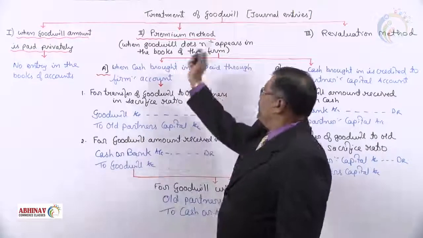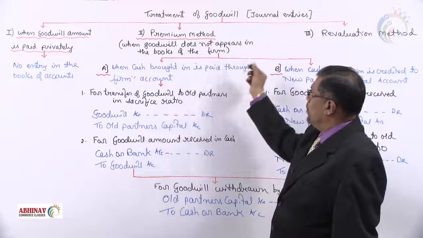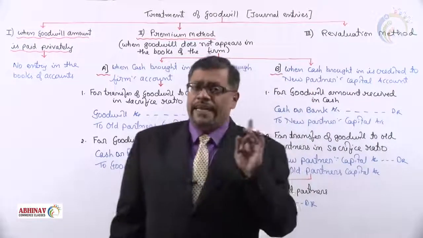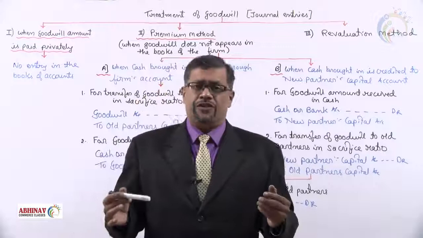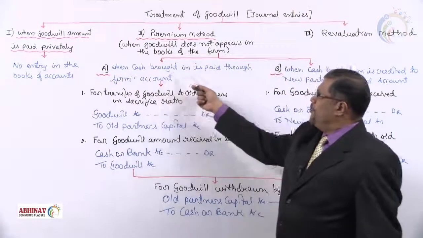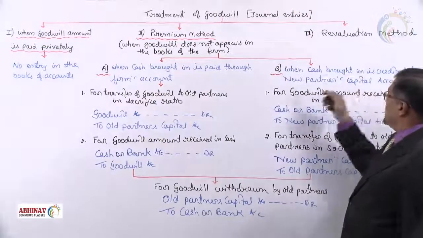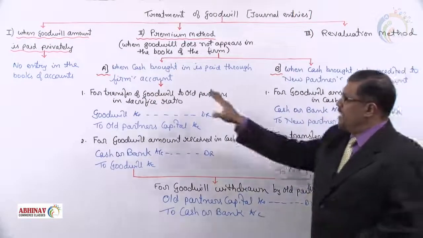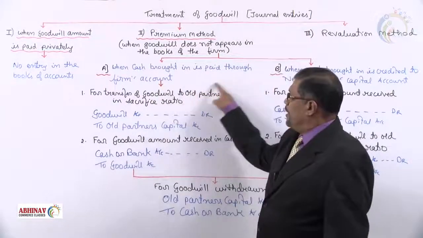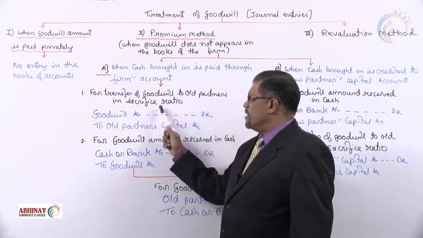Next, premium method. When this premium method is to be used, when goodwill does not appear in the books of the firm. That means in the problem when the balance sheet is given, the amount of goodwill is not mentioned. So when the premium method is used, there are two parts: A, when cash brought in is paid through the firm's account, and B, when cash brought in is credited to the new partner's account. First, let us see the effect when cash brought in by the new partner is paid through the firm's account. First entry, for transfer of goodwill to old partners in sacrifice ratio.